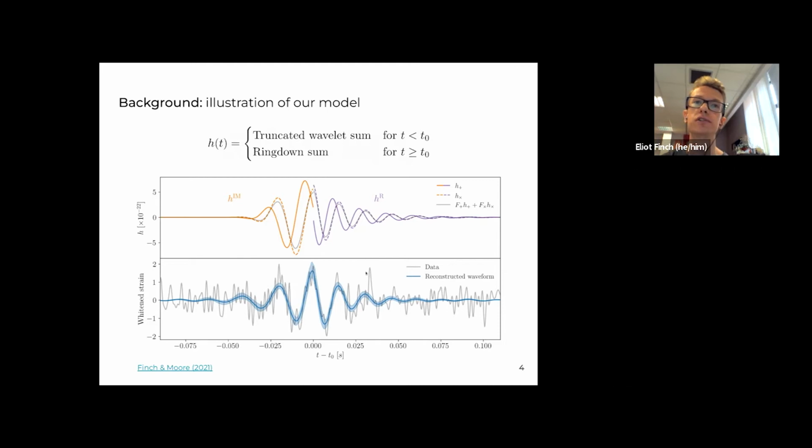And then on the bottom panel, we're showing the whitened waveform reconstruction along with the whitened data, and you can see it becomes completely continuous. So this is a simple illustration with one wavelet and one ring-down mode, but in principle, you can include many wavelets and many ring-down modes in the same way.